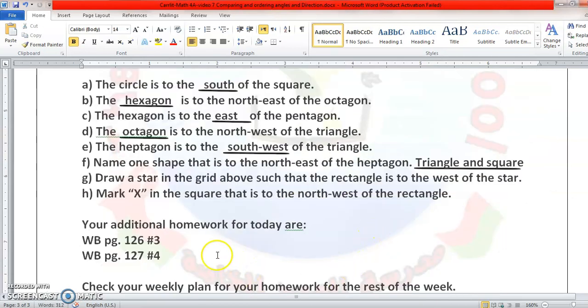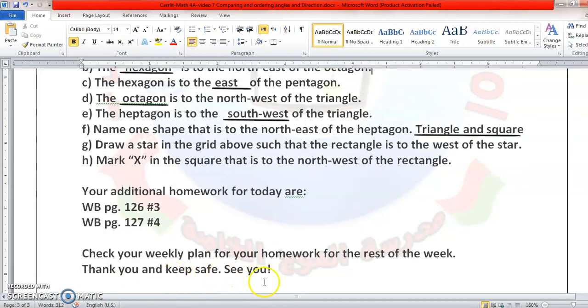Alright, so your additional homework for today are workbook page 126, question number 3, and workbook page 127, question number 4. And check your weekly plan for your homework for the rest of the week.